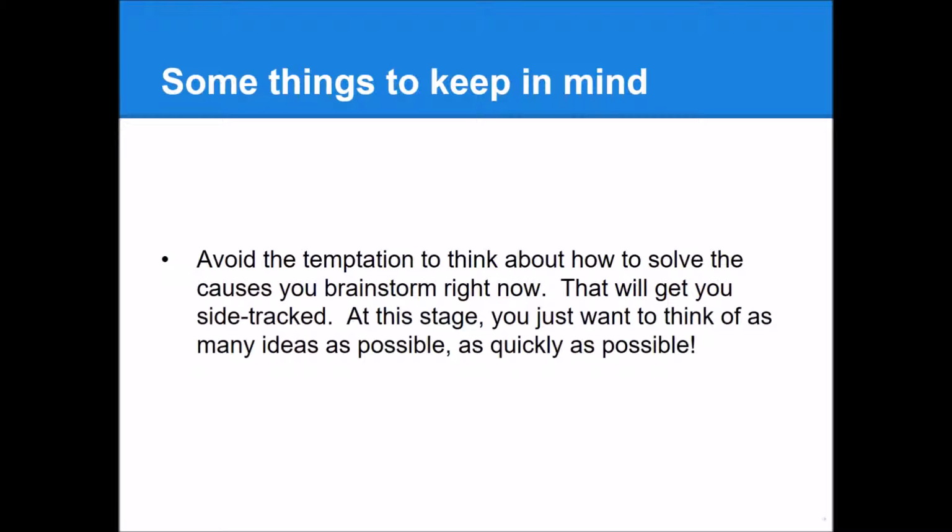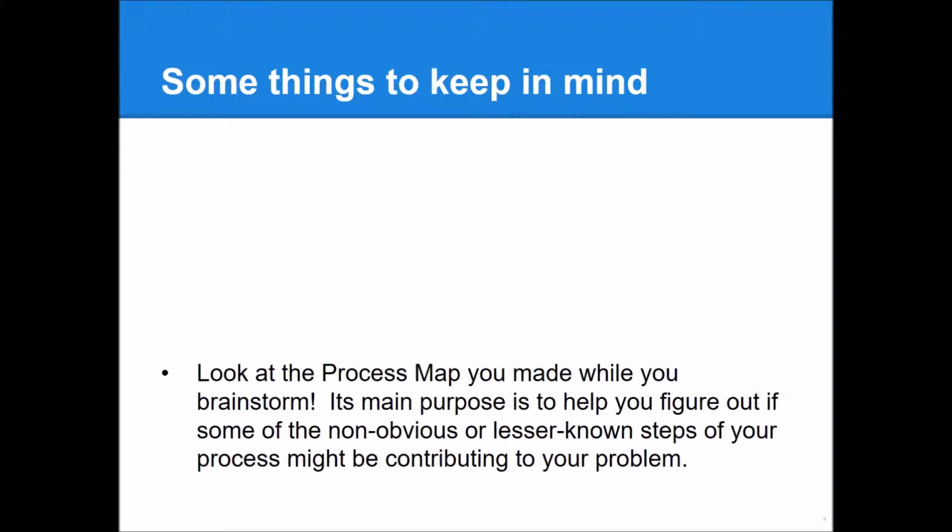Also, avoid the temptation as you think of potential causes for your problems to think about how to solve them right then and there. That will get you sidetracked. At this point, just think of as many different possible causes of your problem as possible and brainstorm them as quickly as possible. We'll think about how to solve them later. And finally, look at the process map you made while you're brainstorming. Its purpose is to help you figure out some of the non-obvious or lesser-known steps in your process which might be contributing to your problem.